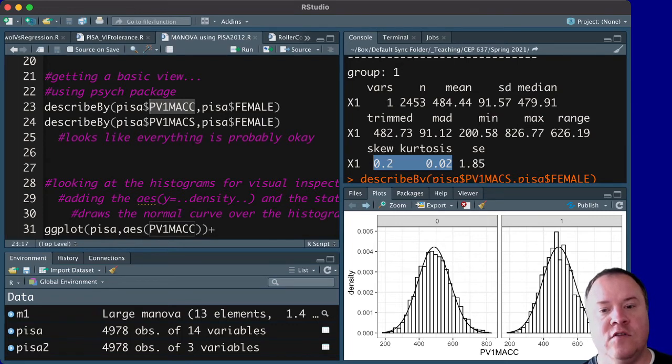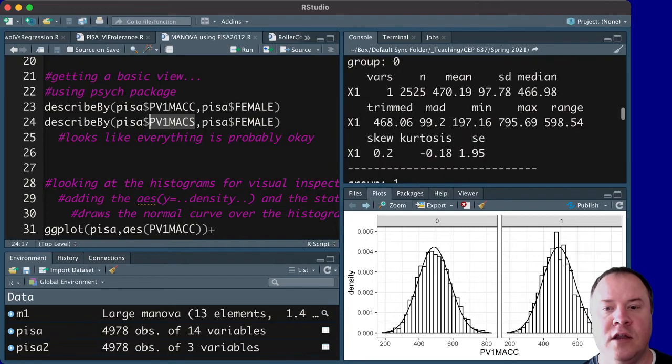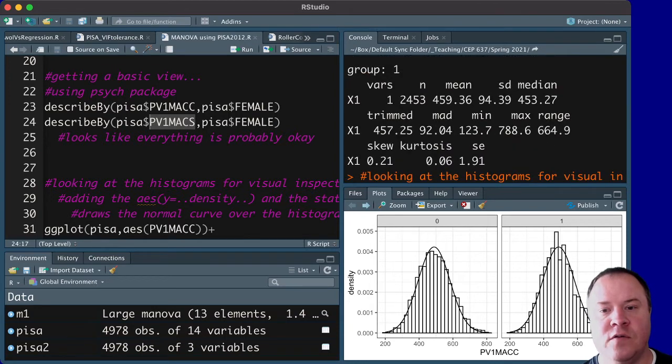If we look at the geometry scores, we see that the males had an average score of 470. Skew and kurtosis values also look reasonable here. And for the females, they also scored lower, 459. And skew and kurtosis values look okay here as well.